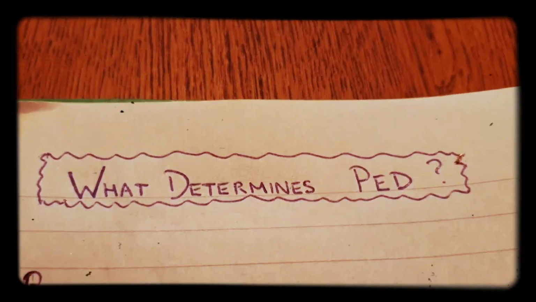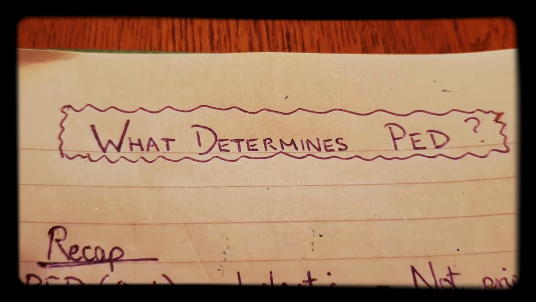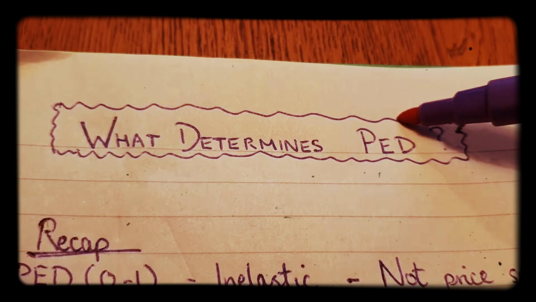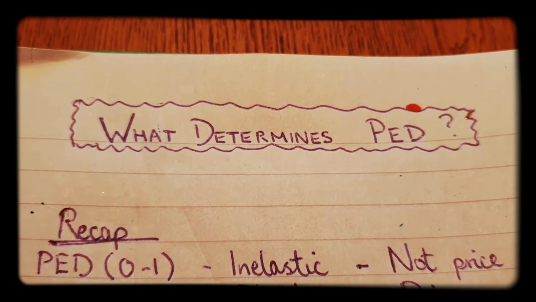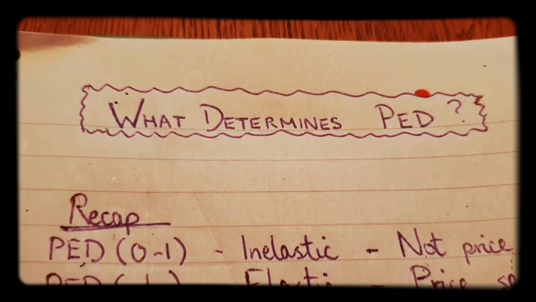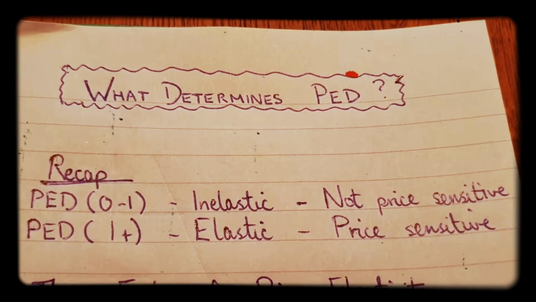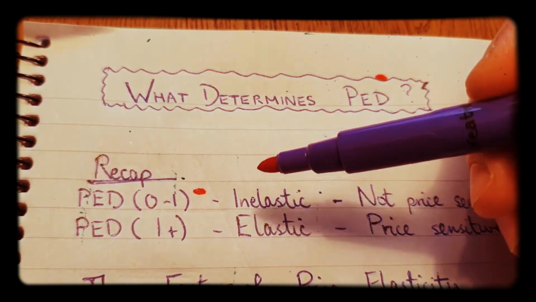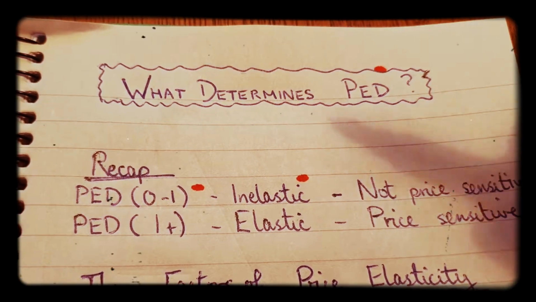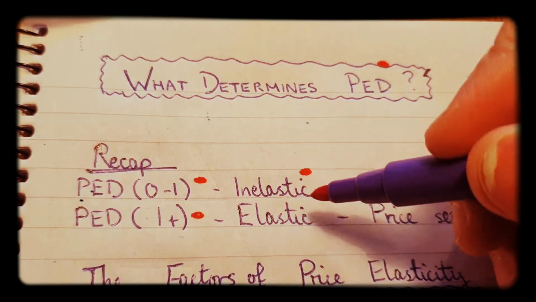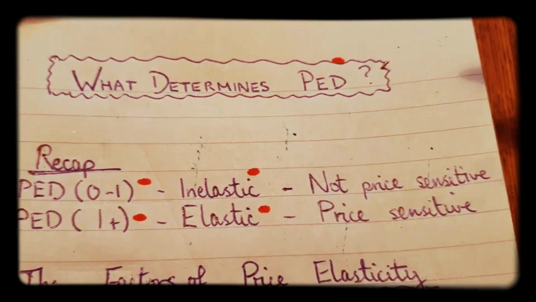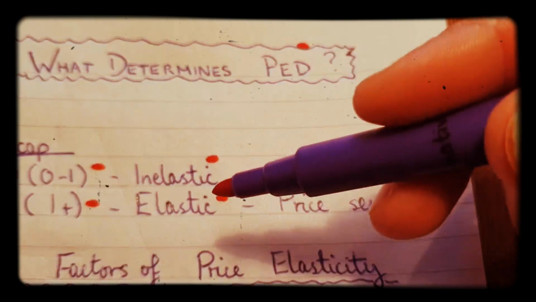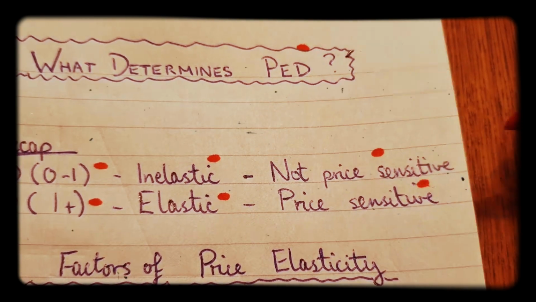Okay, so in this episode, we're going to continue from last time with PED, and we're going to look at what exactly determines PED and why knowing PED is important. Just to recap, when you work out PED, you're going to get a figure that's either between 0 and 1, which means it's inelastic, or above 1, which means it's elastic. Inelastic means that consumers are not price sensitive, and elastic means that consumers are price sensitive.